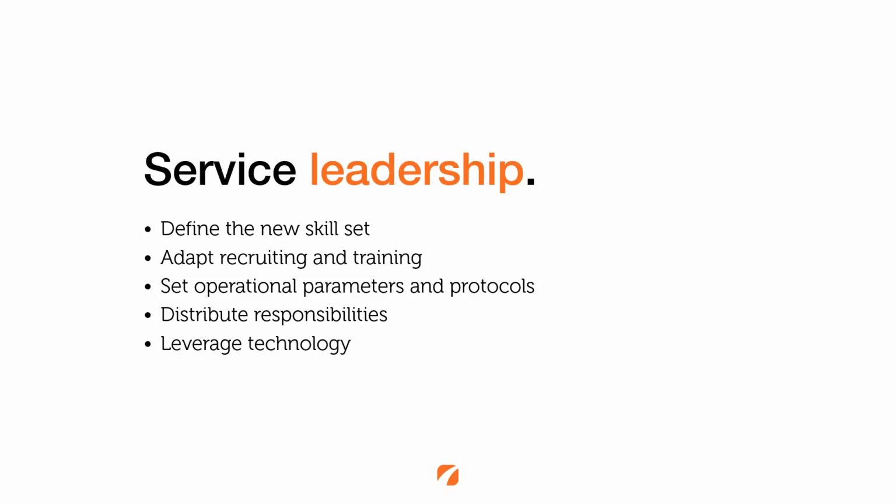So, really quickly, let's talk about the five things that you need to do to lead the way in evolving the service that you offer at your practice. We have to recognize that these are different skills than many of our staff have today. Define those skills and help guide them to get the training that they need. We have to adapt both the recruiting and the training, set some operational parameters, and define some protocols so that the practice is protected, we just talked a moment ago about security. Then distribute the responsibilities among team members, and where possible, use technology to the advantage of the office.